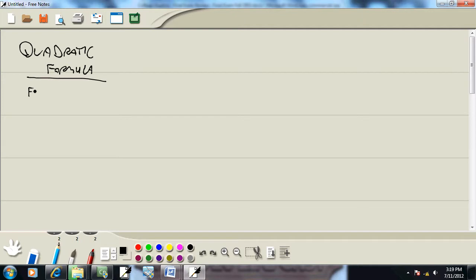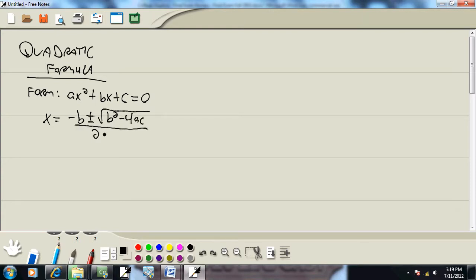The quadratic formula says if you have it in the form of ax squared plus bx plus c equals 0, then you can solve the equation with this formula. You get x is equal to negative b plus or minus square root of b squared minus 4ac all over 2a.